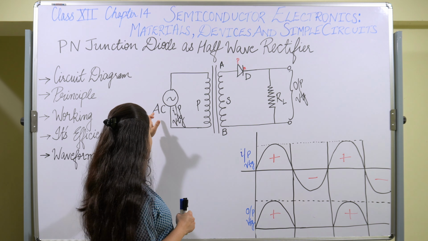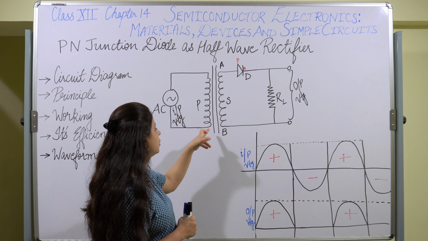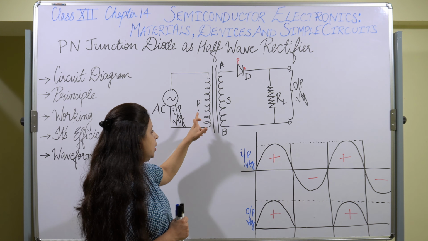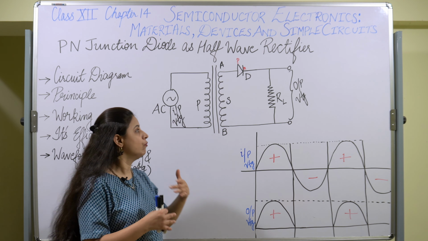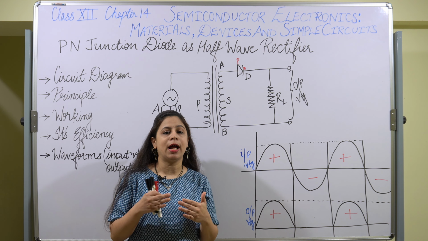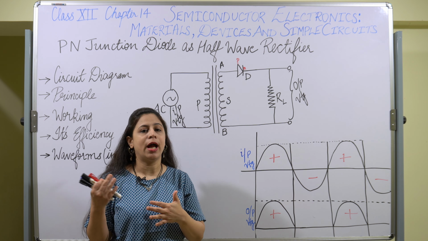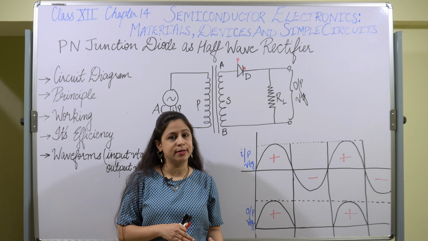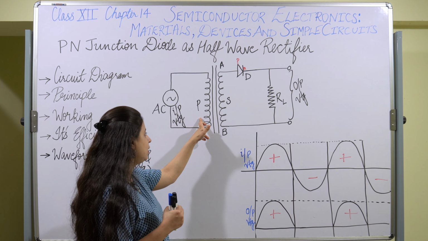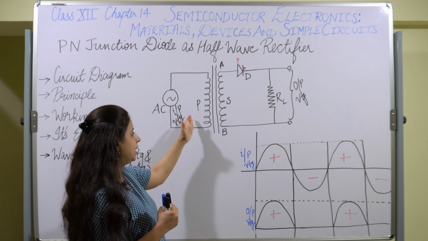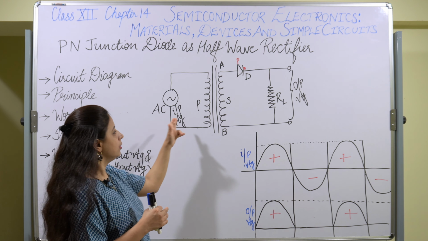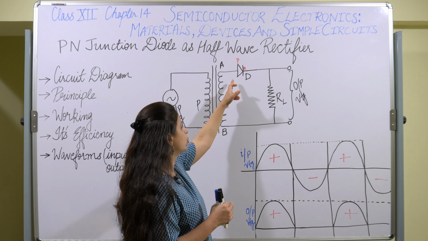The AC signal is passed through this transformer. This is the symbol of the transformer. A transformer is a device which transforms the voltage. It transforms high voltage at low current to low voltage at high current and vice versa. Here the AC voltage will pass through the primary winding of the transformer, then to the secondary winding. Then the signal will be passed to the diode.